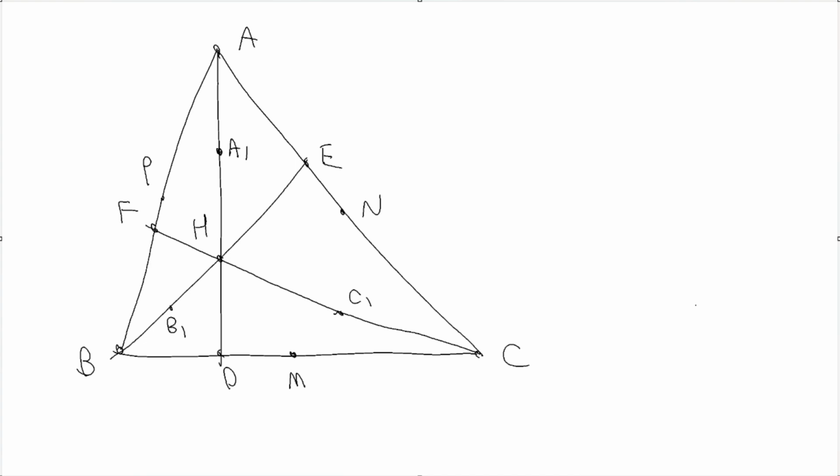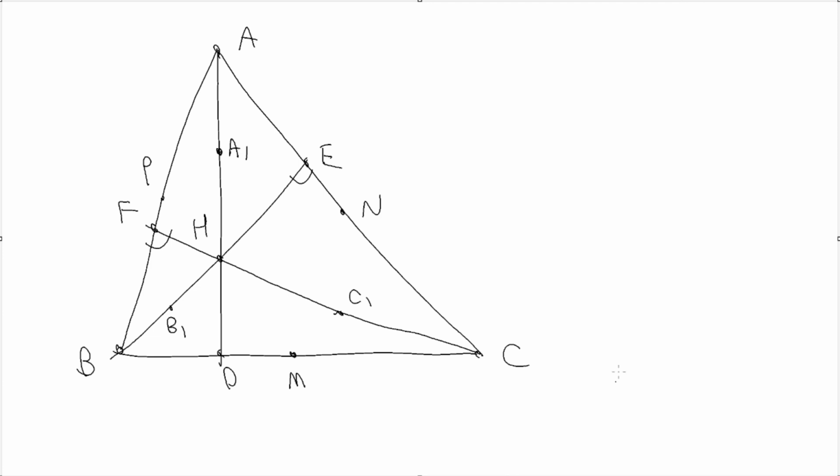All right, so what do we know about this orthocenter configuration? Well, one thing we know from the first video is that because all of these are 90 degrees, BFEC is cyclic, and its circumcenter is the point M by Thales' theorem. And similarly, we have that AEHF is cyclic, and the circumcenter is A1, again by Thales' theorem.